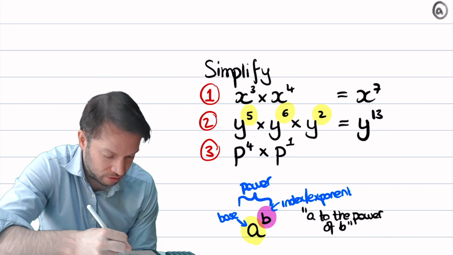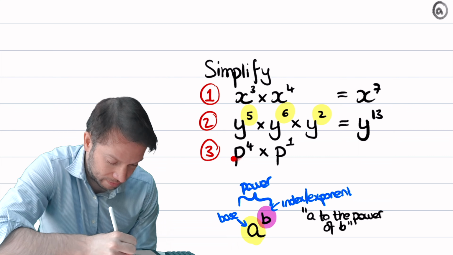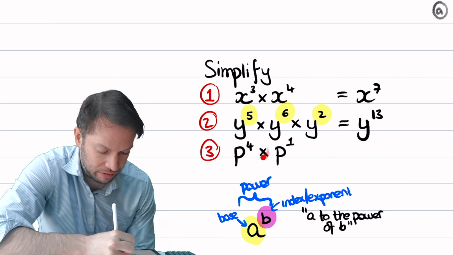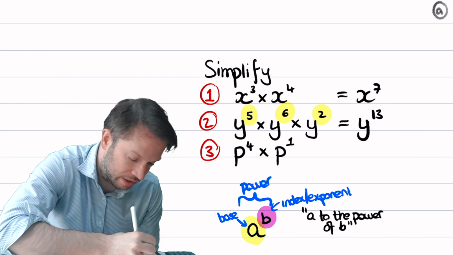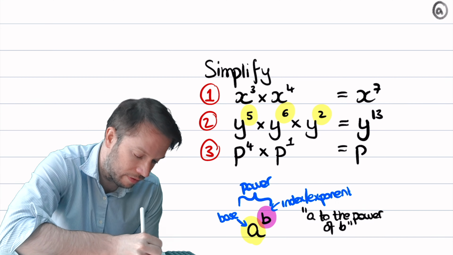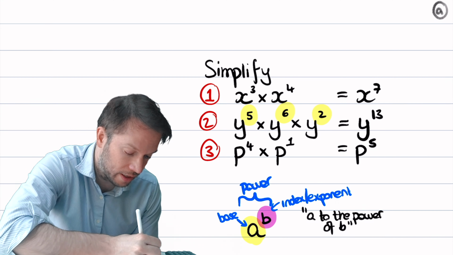So now we can use laws of indices. We've got the same base, and we're multiplying these powers together, so we can add the indices. 4 plus 1 is 5, so we get p to the power of 5, and we are done.